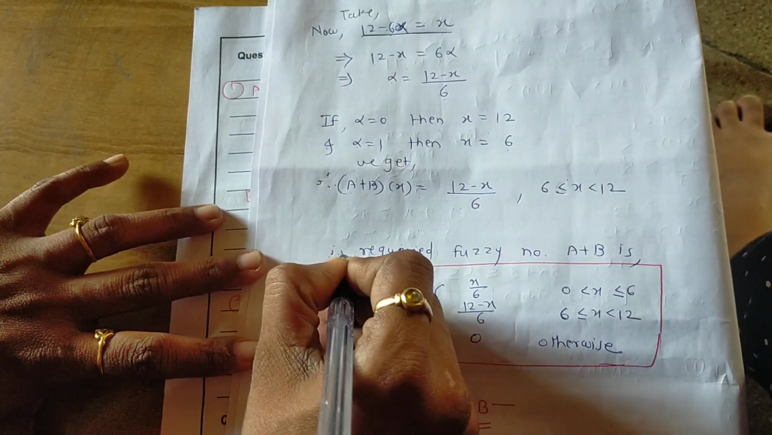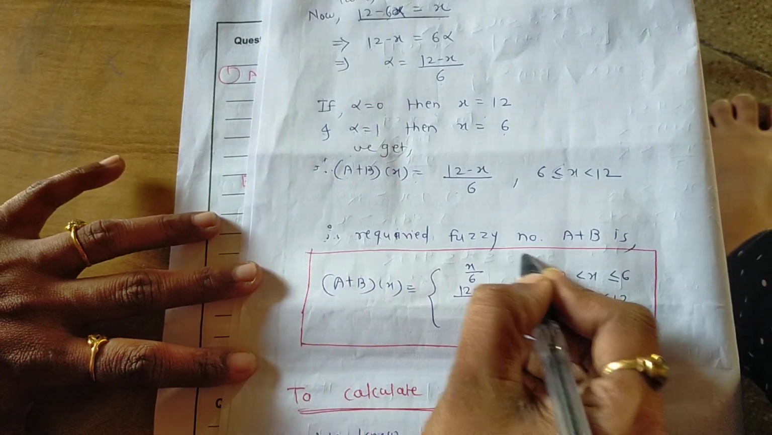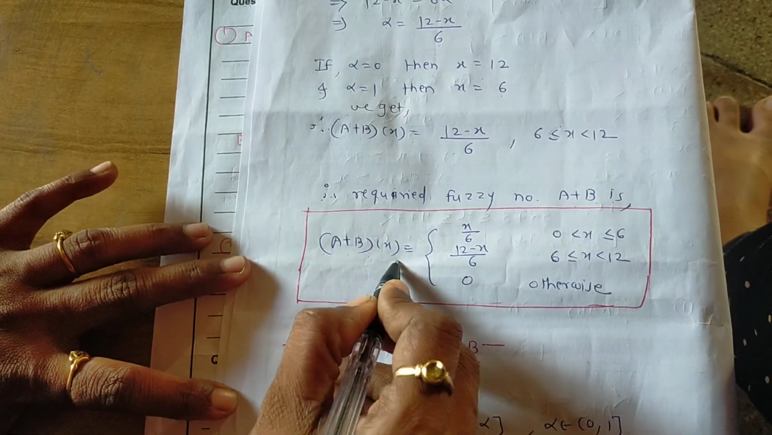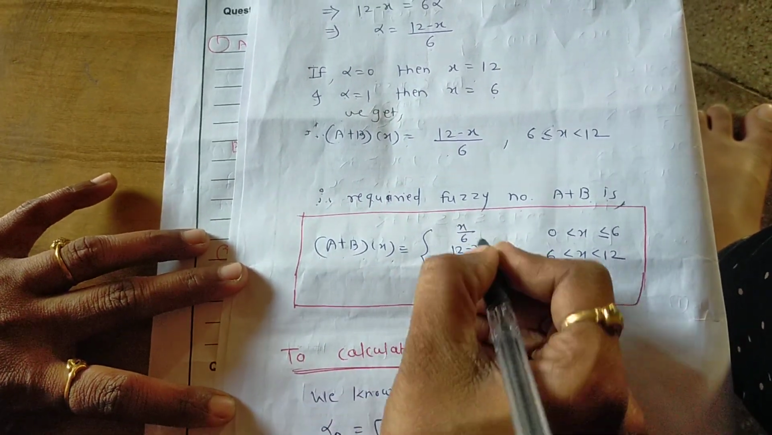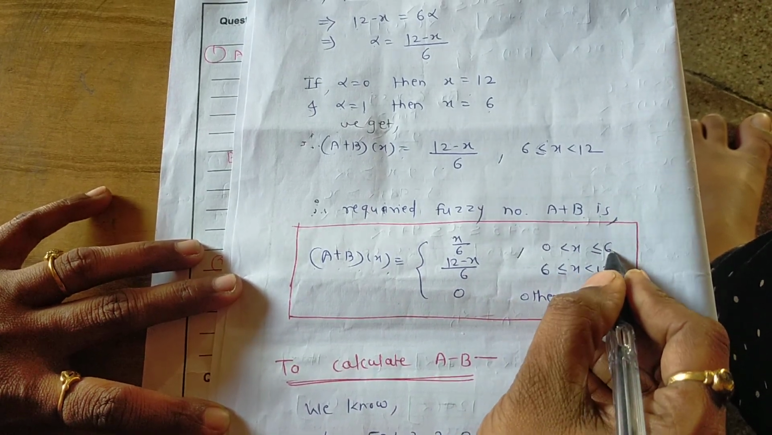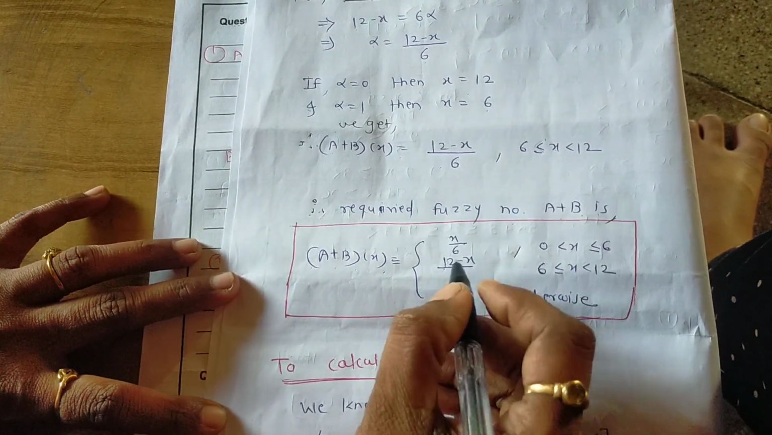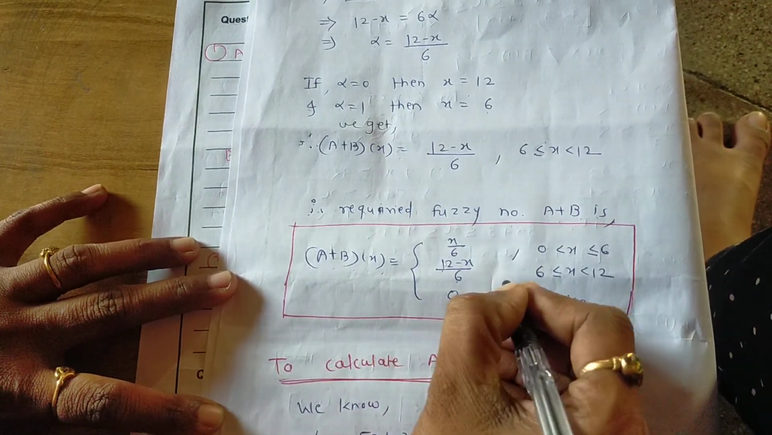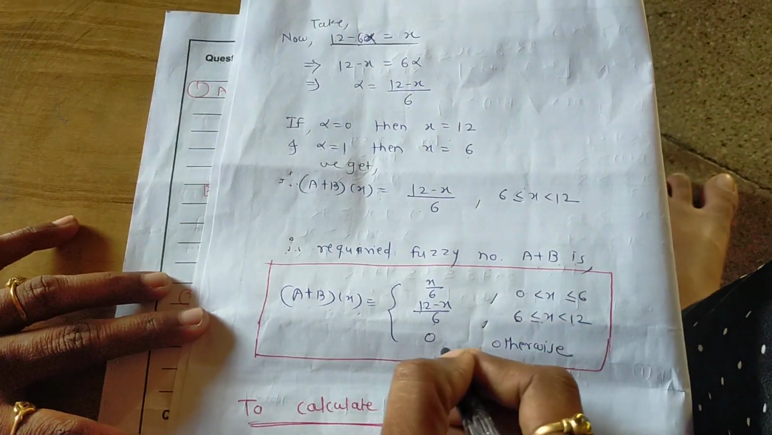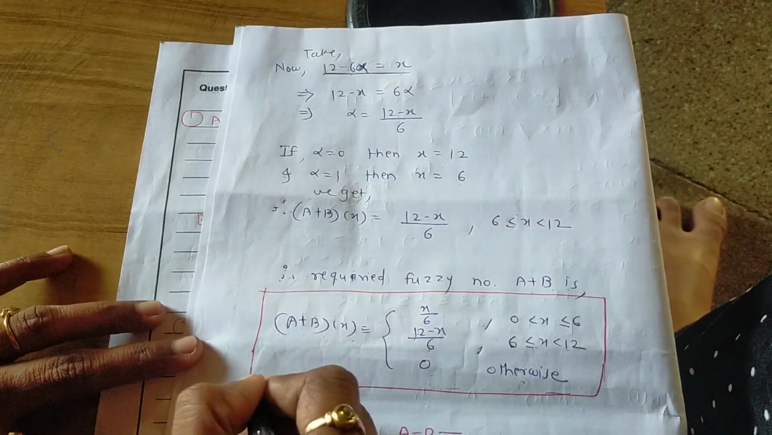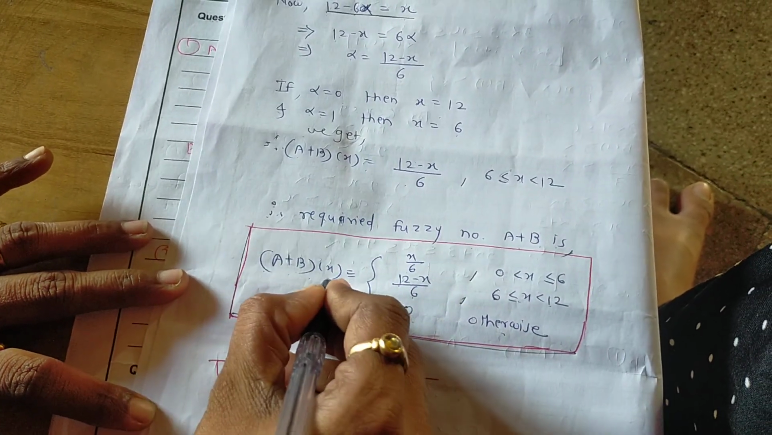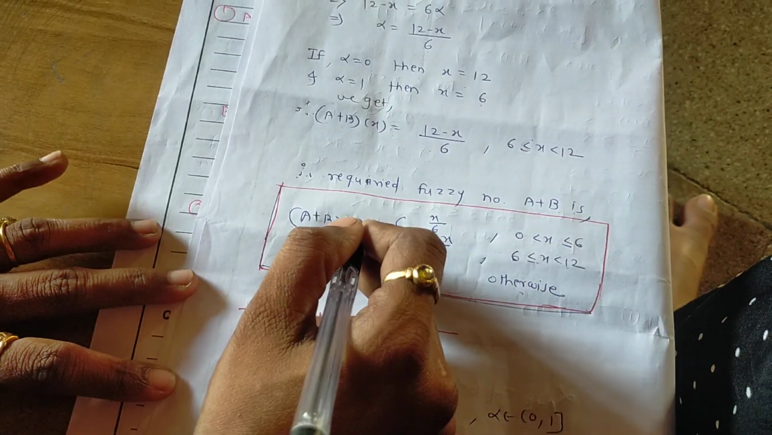12. And therefore, the required fuzzy number A plus B, A plus B of x, is equal to x by 6 for 0 less than x less than or equal to 6, and the second function 12 minus x by 6 for 6 less than or equal to x less than 12, and 0 otherwise. Now in this way we get the fuzzy number A plus B. All of you understood? Yes.